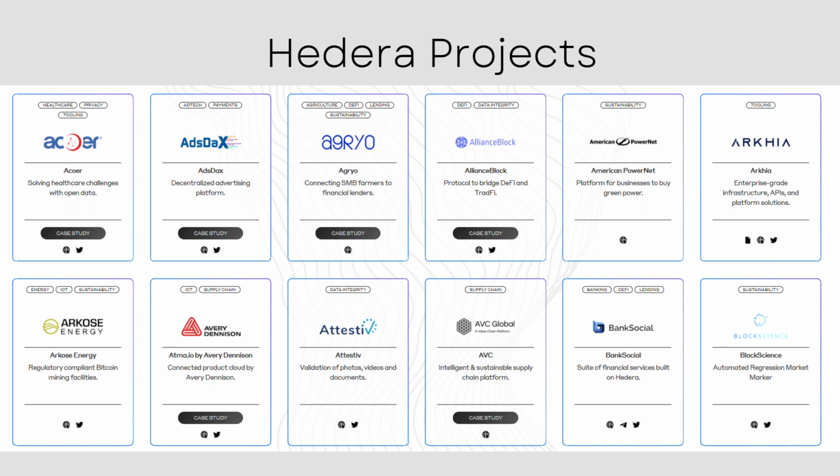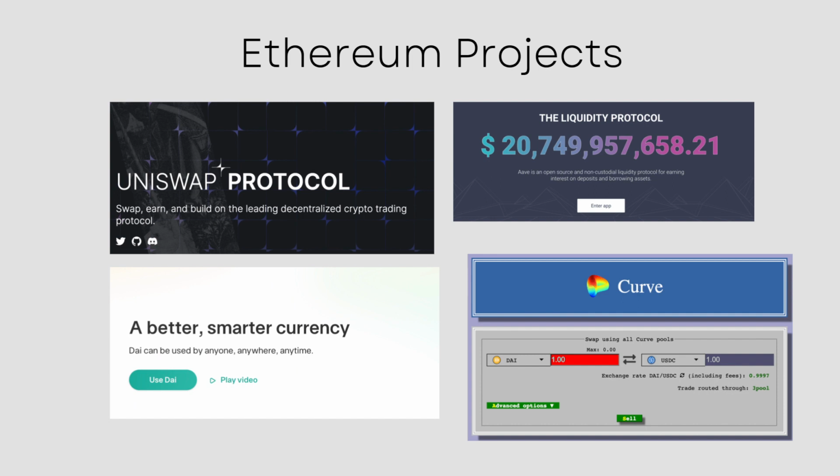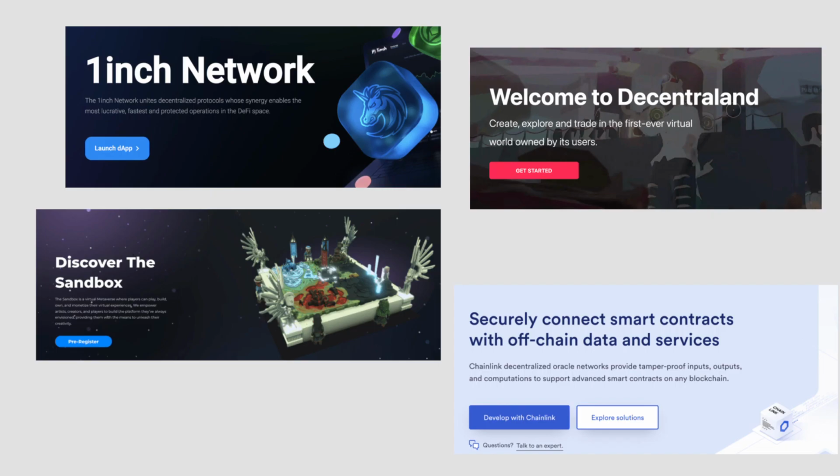We have more projects. Then Ethereum project examples like Uniswap, we have already discussed. It is working on DeFi, decentralized finance. Then we have DAI, which is for a smarter currency. Then we have the liquidity protocol, Aave. Then we have Curve. Then we have the 1inch network, decentralized protocols, and DeFi.